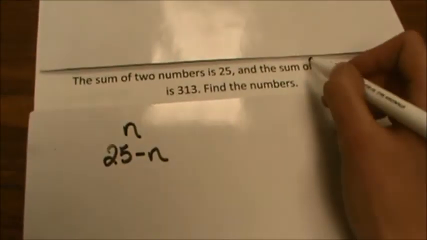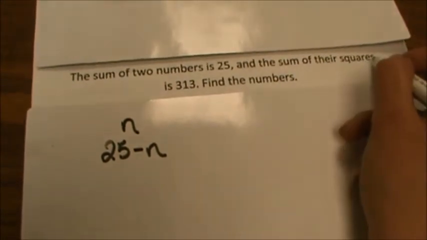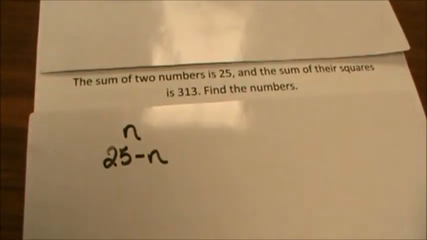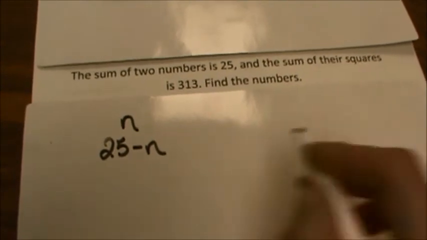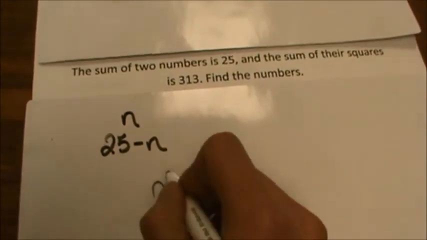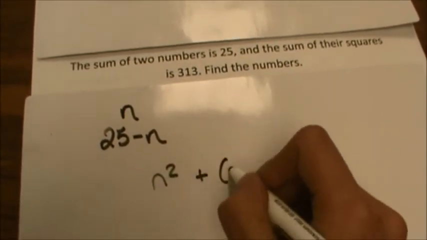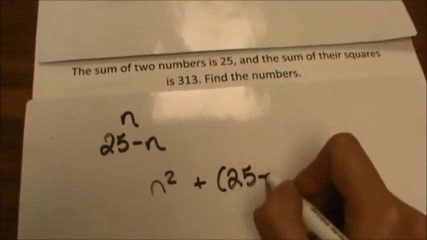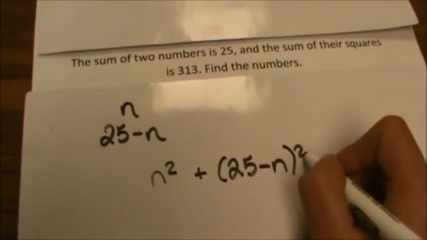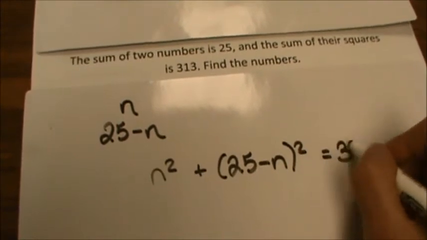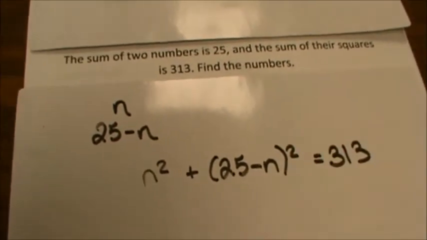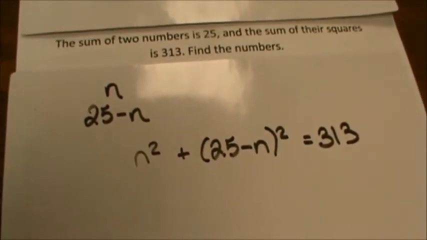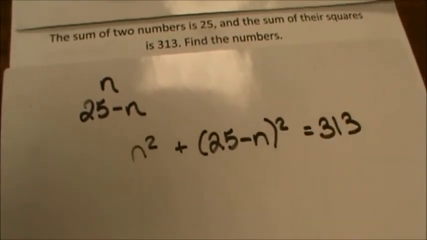The more important part of this is that I know that the sum of their squares is 113. So that means if I square the first number and square the second number, I should get 113 when I add them together. This now is the equation that I want to solve.